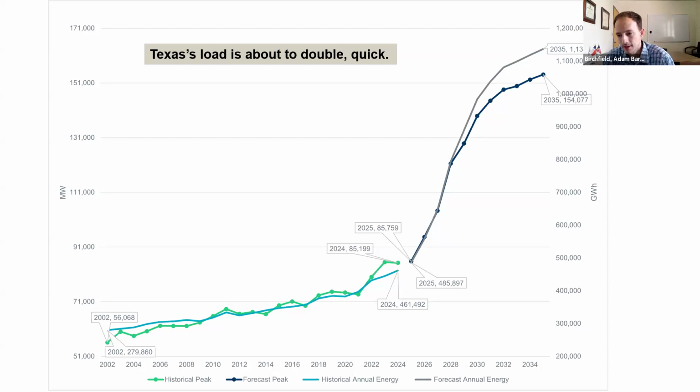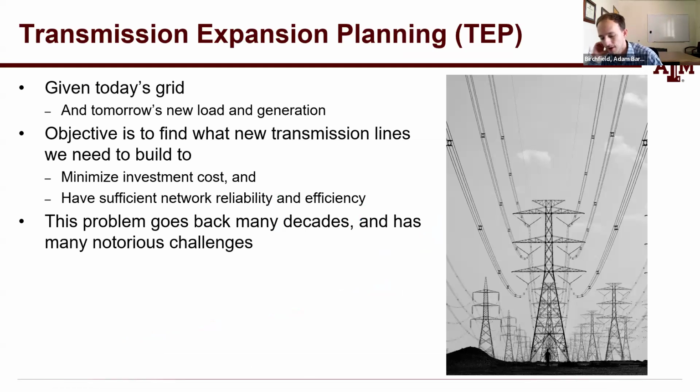So this brings us to the transmission expansion planning problem, which has been around for many decades, but has many very notorious challenges to solve. Basically, we have today's grid, and we know what load and generation is coming online in the future, and we want to figure out what transmission lines we want to build, to minimize the investment costs and to have sufficient network reliability and efficiency.